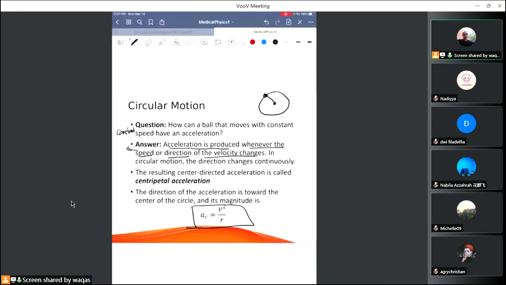The resulting center-directed acceleration is called centripetal acceleration. The direction of this acceleration is always toward the center of the circle, and its magnitude is given by v squared over r. This is its magnitude.